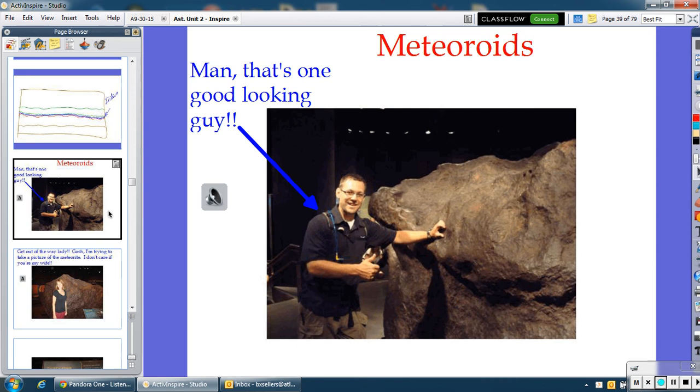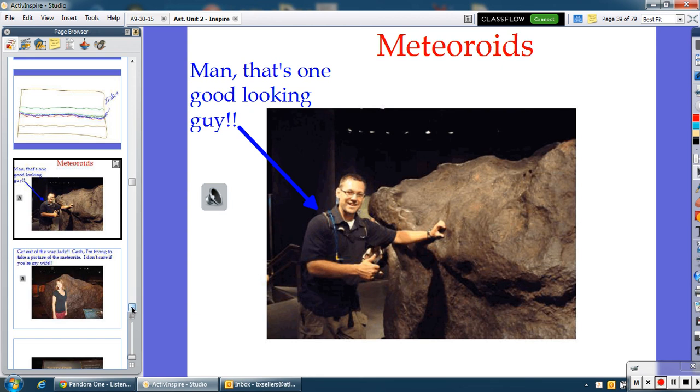Now, this little section is about meteoroids. This lovely young man here is standing in front of a meteoroid that is the largest meteoroid to ever hit the planet. But because it has hit the planet, it is no longer a meteoroid.